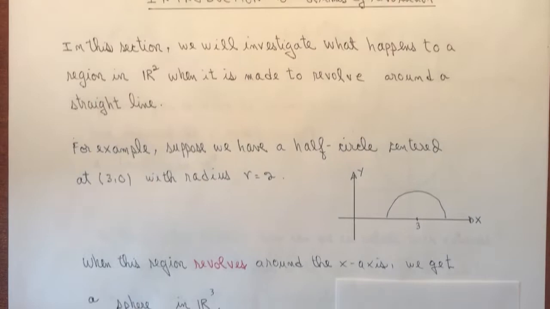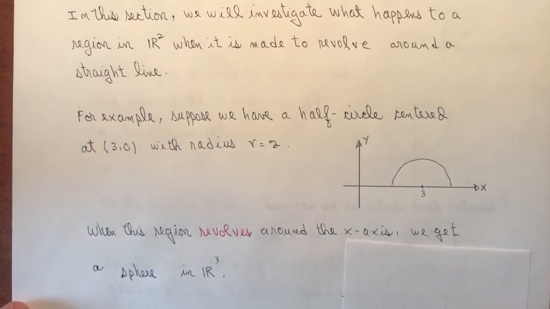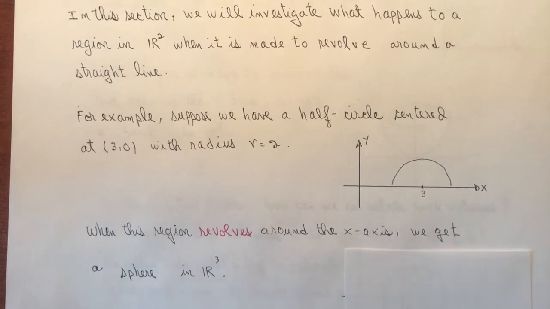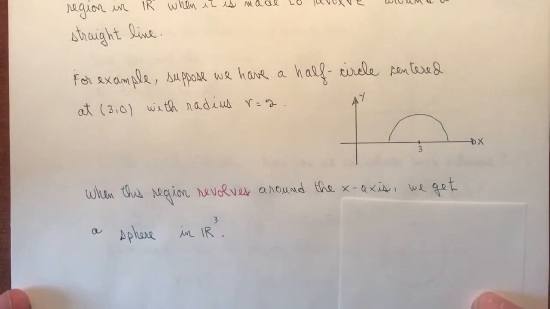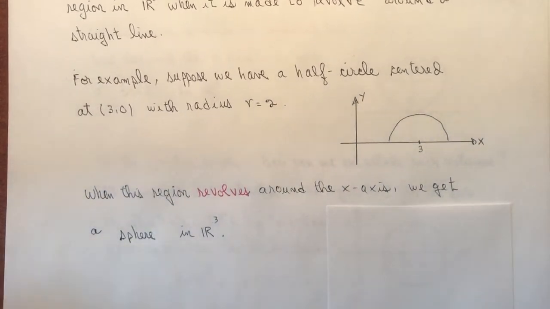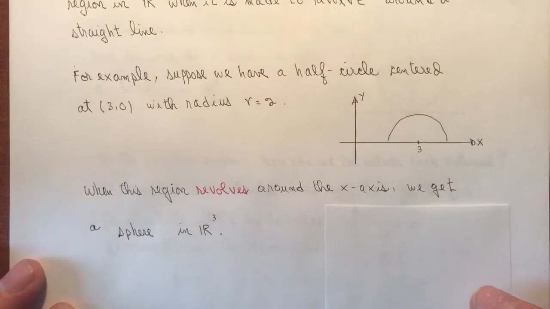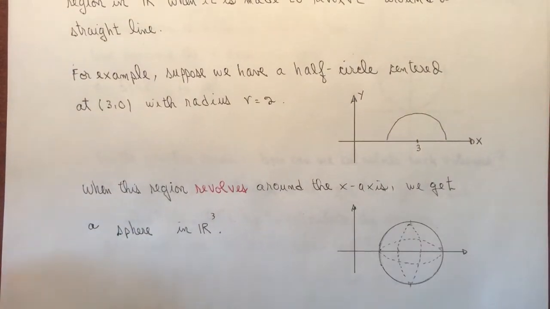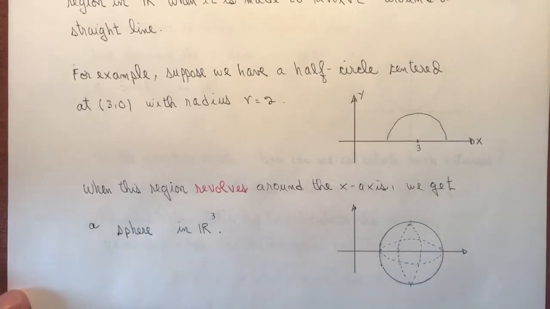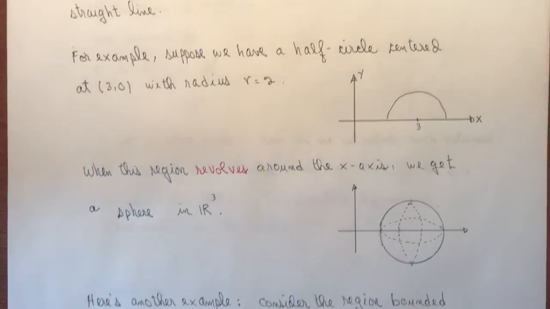So now when this region revolves around the x-axis, what do we get? A sphere in R3 that would actually look like this. So this is a three-dimensional object. It has depth, it has length, it has width, and it is represented by a sphere.